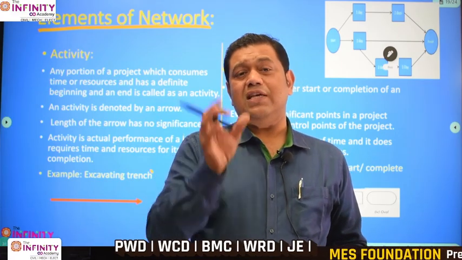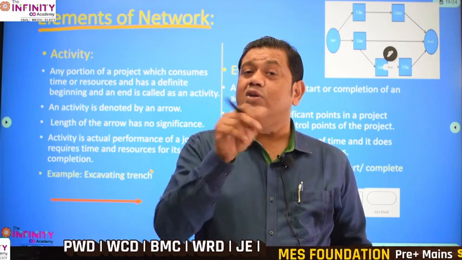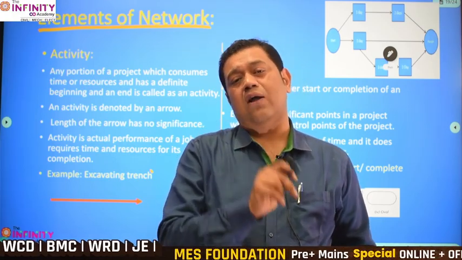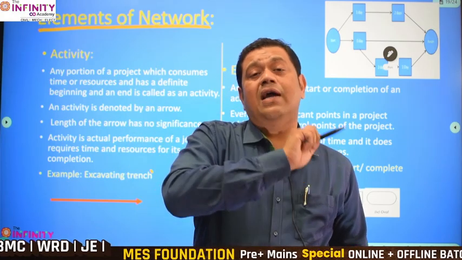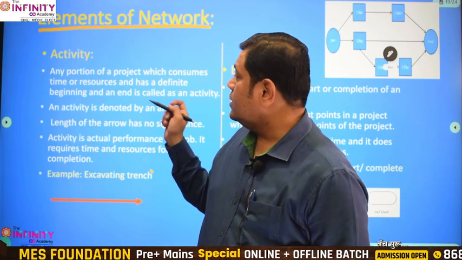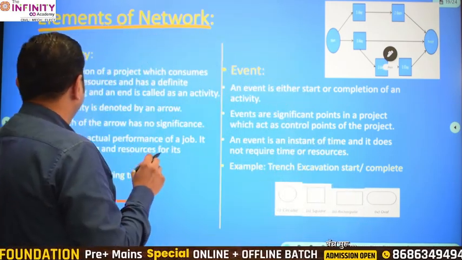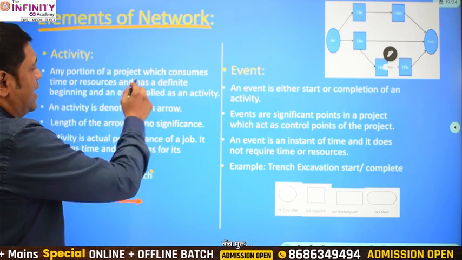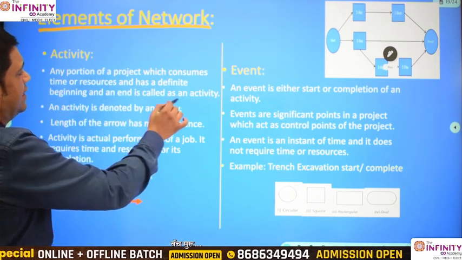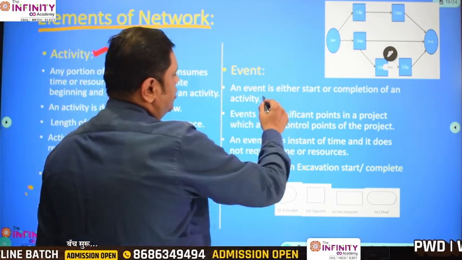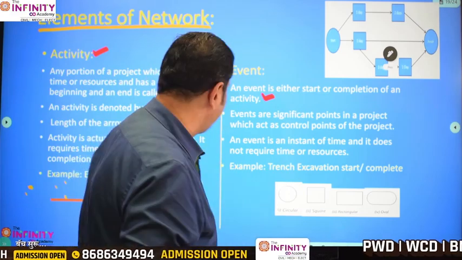The event is always represented with a node, and the activity is represented on an arrow showing the relationship, how the activity is performed, and the duration is written under it. So let's look at this comparison. Any portion of a project which consumes time or resources and has a definite beginning and end is called an activity. An event is either a start or completion of an activity. We have just seen it in an example.